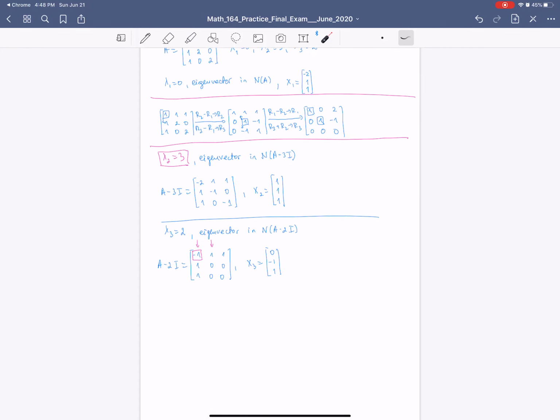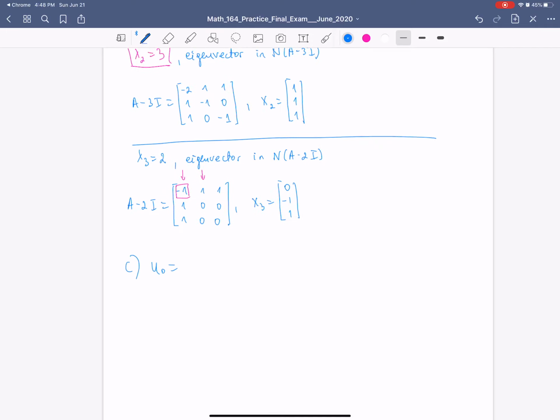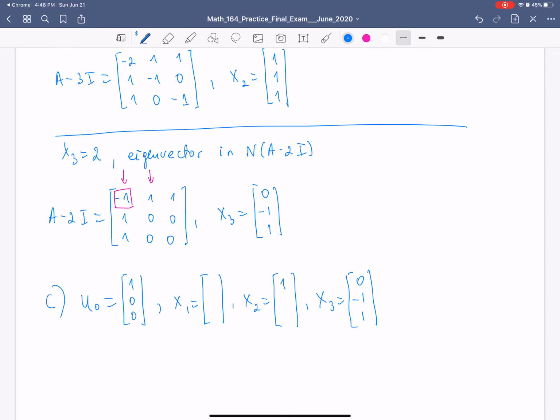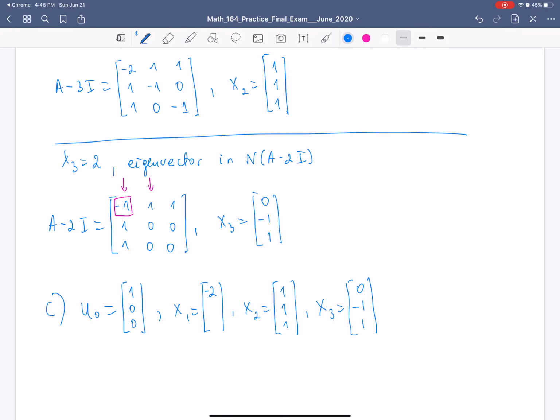So we have part C, U naught equals 1, 0, 0. Whereas the three vectors, I'll just write them here. These are the eigenvectors: 0, negative 1, 1; 1, 1, 1; and the first one was negative 2, 1, 1. Okay, so how do we combine things to get U naught?